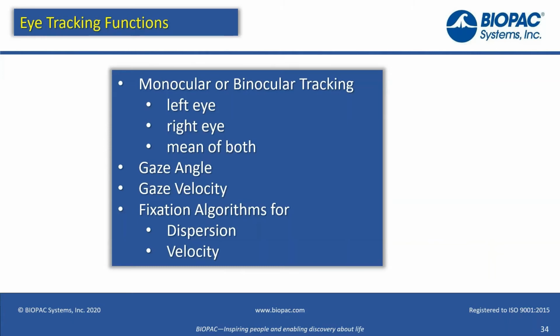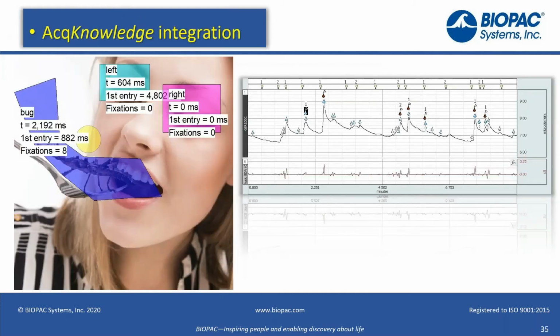So in terms of the eye tracking information, you've got different options: left eye, right eye, or the mean of both eyes. You get gaze angle, gaze velocity. There's a couple of fixation algorithms, dispersion or velocity. And we bring all of that data into AcqKnowledge along with the other physiological signals.